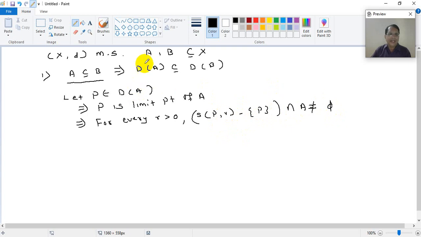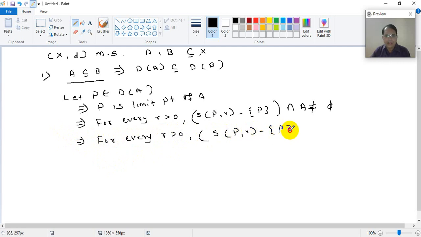But we know that A is a subset of B, it is given. So all the points of A in the non-empty intersection are also points of B, because A is a subset of B. Right? So I can say this implies, for every r greater than 0, S(P, r) minus singleton P and its intersection with B is also non-empty. Why? As A is a subset of B.